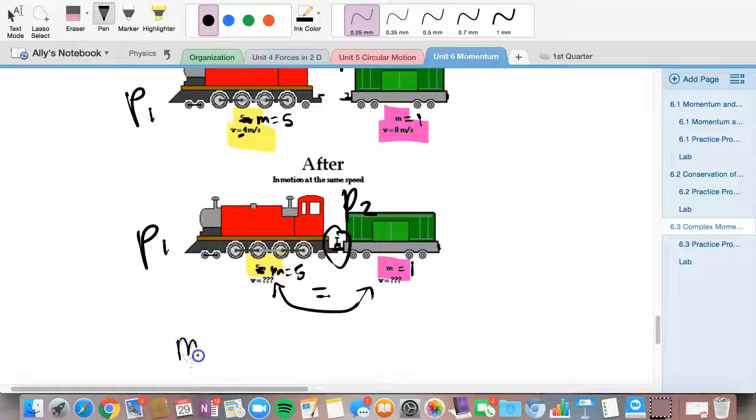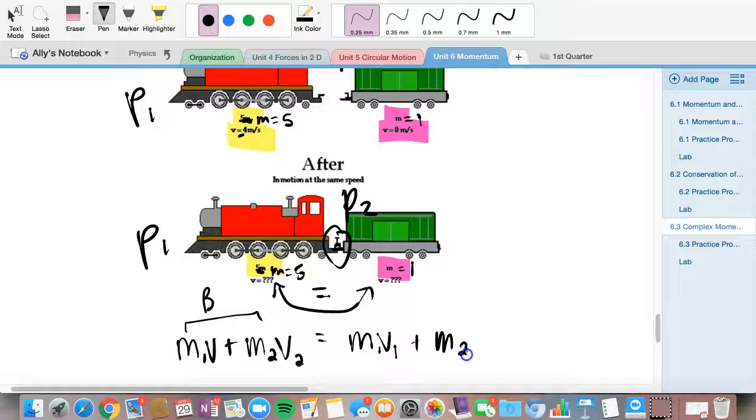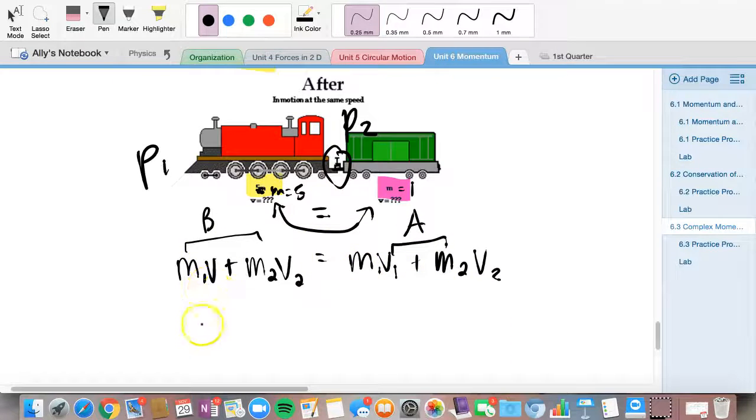So I can do my same problem. This is before. This is after. Okay. So remember, m times v just stands for p. So m1 v1 really stands for p1. Okay, so I could have written it like this too. p1 plus p2 equals p1 plus p2. But remember, these are p1 and p2 after, and this is p1 and p2 before.